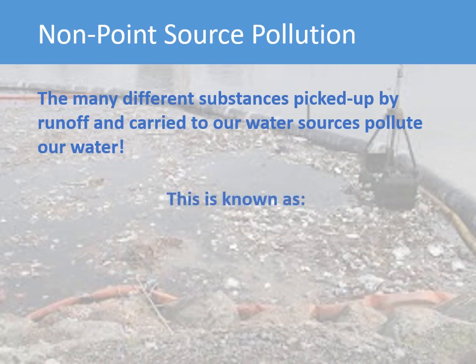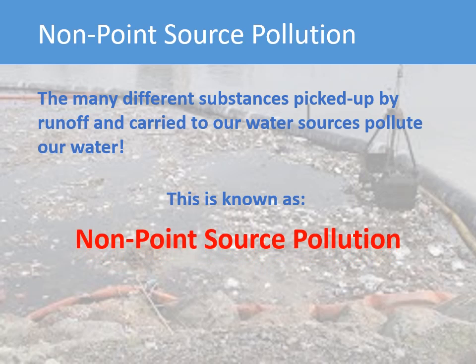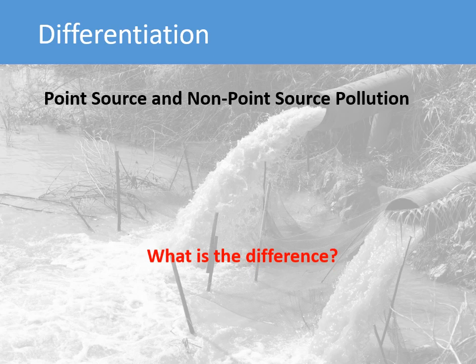So back to non-point source pollution. That's when all those oils and substances and paints and things like that get picked up and carried off by the runoff and end up in our water. We cannot identify where that substance was picked up or how long that substance had been in the water. So it's known as non-point source pollution because there's not one definite place that that pollution comes from. It's from either multiple locations or they have no idea how it got into the ocean at all.